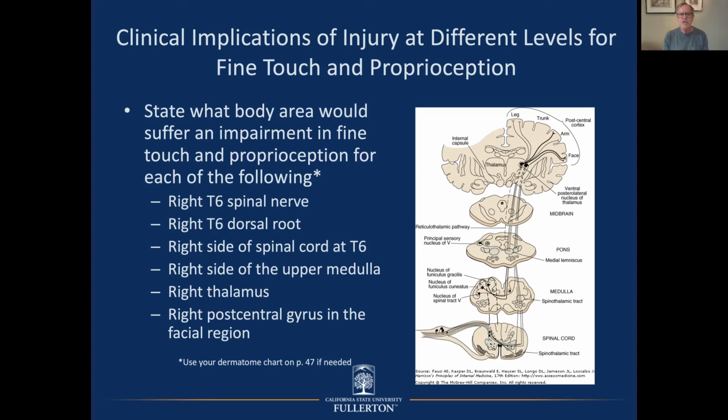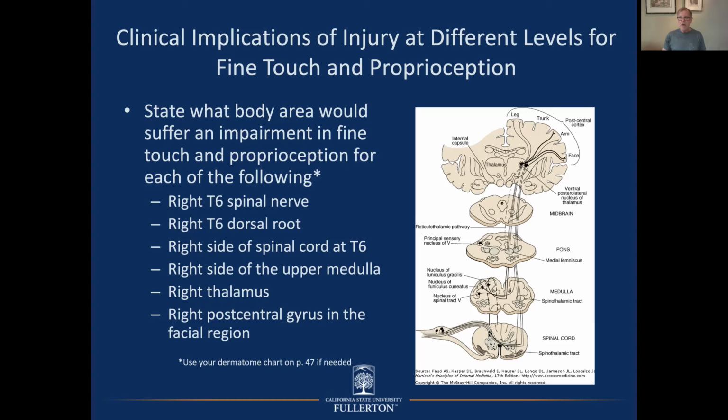Okay, and again, just as we talked about for pain and temperature, if you move the damage to the T6 dorsal root, there will be a loss of fine touch and proprioception, or just call it fine touch at this point because we're talking about light touch, in the T6 dermatome on the right. Now, put the damage into the cord at the T6 level, on the right side of the cord. The loss of fine touch and proprioception, where's that going to be?